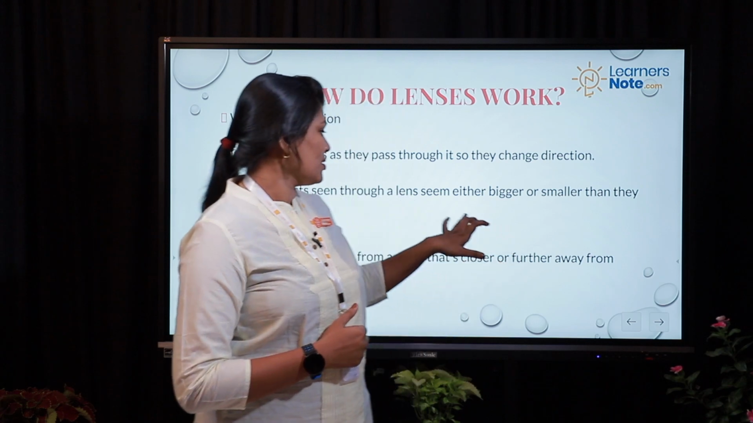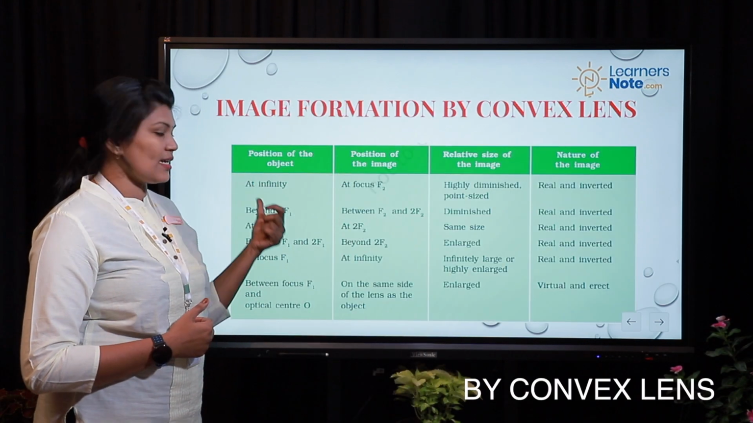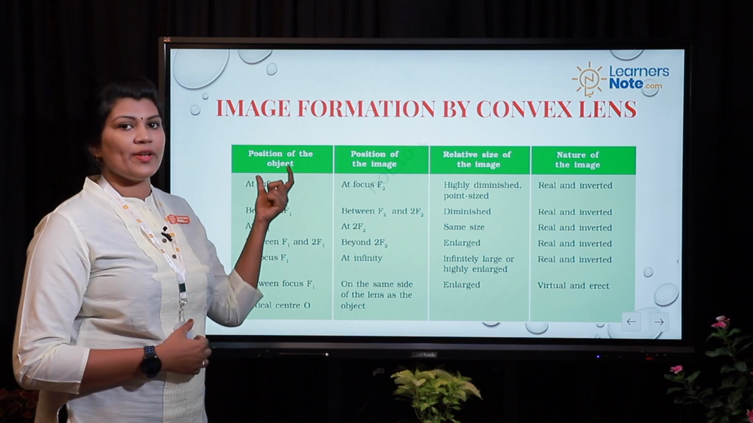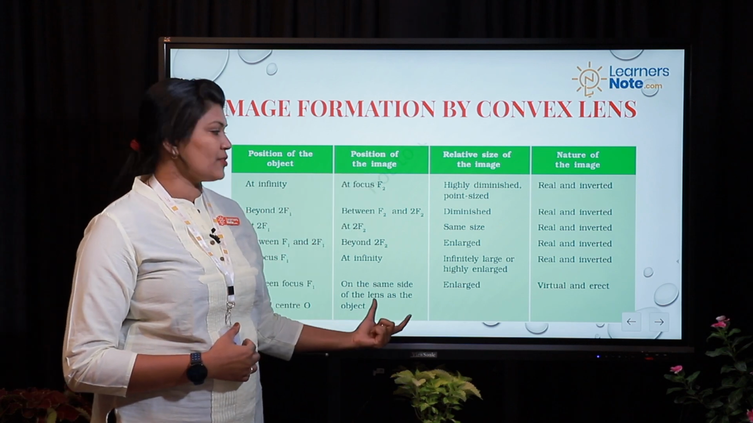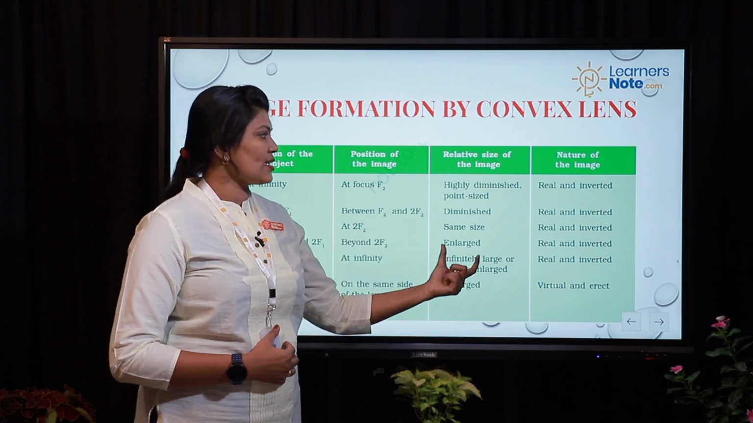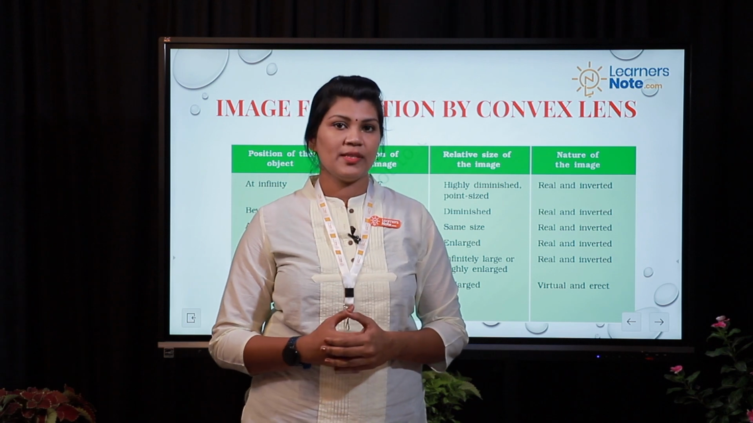For that, we can see here there are different conditions; 6 conditions are given here. Depending upon the position of an object, the position of the image will be at different points, and depending upon that, the relative size and the nature of the images will be different.